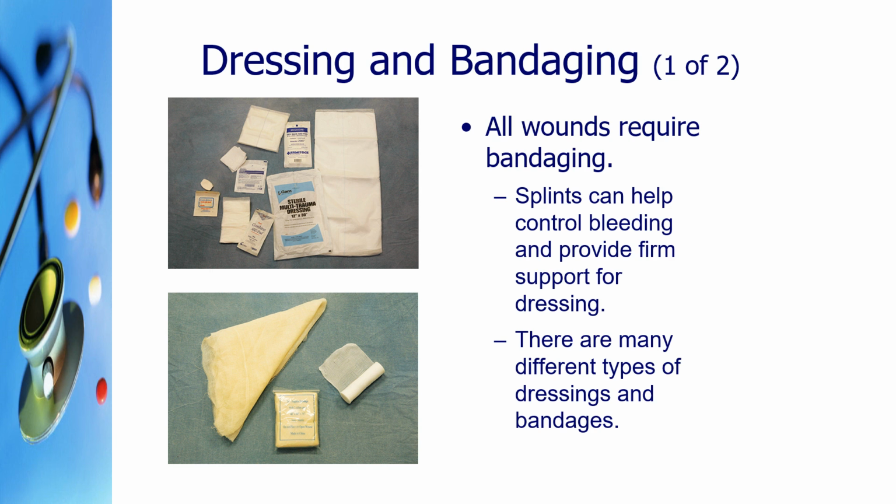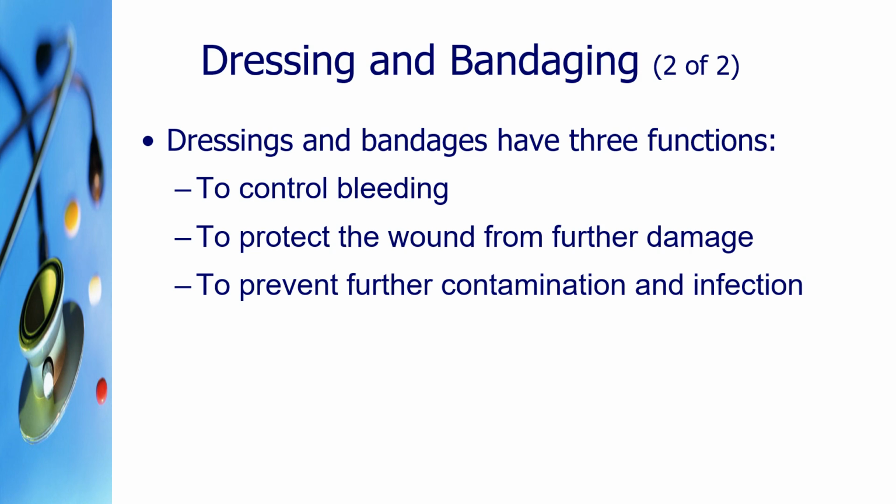Dressings and bandages: all wounds require bandaging. Splints can help control bleeding and provide firm support for dressings. There are many different types of dressings and bandaging. Dressings and bandages have three functions: to control bleeding, to protect the wound from further damage, and to prevent further contamination and infection.